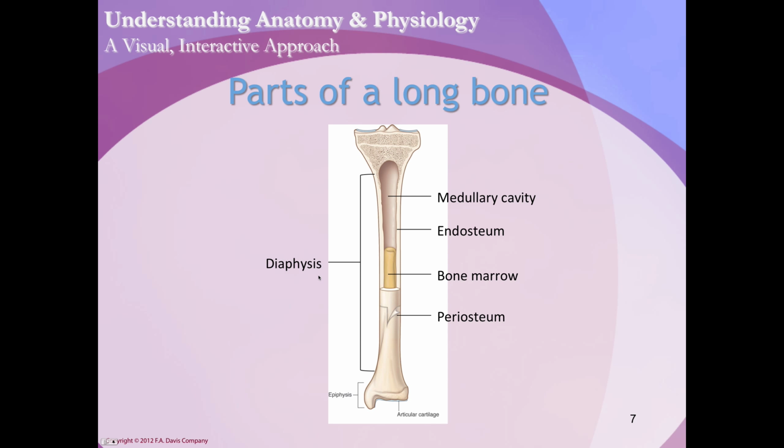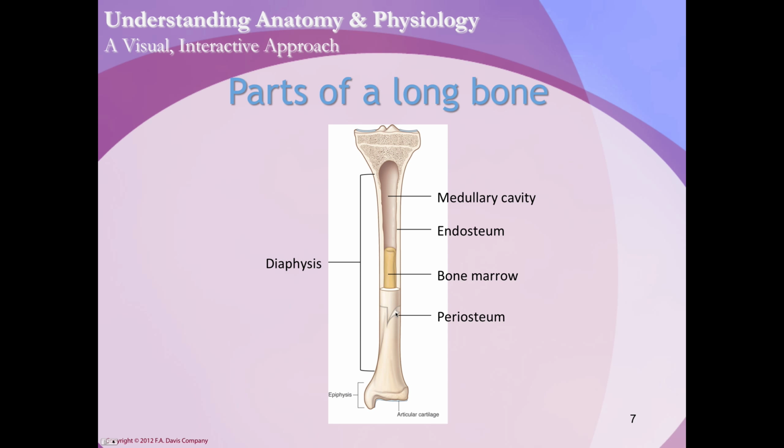Now you have parts of a long bone. The parts are going to be your diaphysis, which is the long shaft part. You're going to have the epiphysis, which is the end portion. And then on the inside of the diaphysis, the medullary cavity, bone marrow, and then these things called the osteums. Endosteum is the layer on the inside, and periosteum is the layer on the outside.